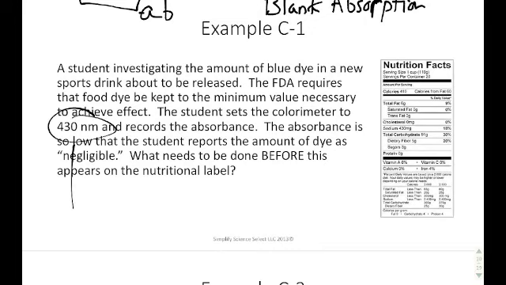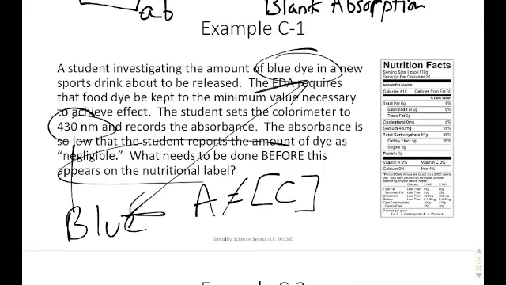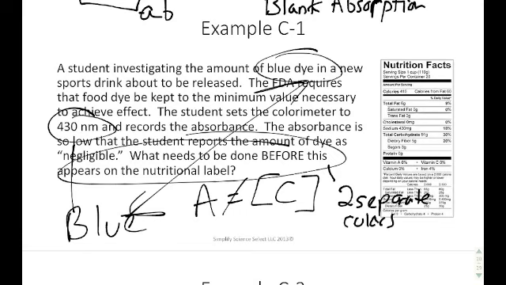430 nanometers is blue. Okay, the substance is a blue dye. The absorbance is not equal to the concentration of blue dye because the colors will reflect off of each other. The only absorbance that occurs is due to other things in the solution, like the water. So before this is put on a nutritional label, it should be tested with at least 2 separate colors, specifically colors that it absorbs a lot of.